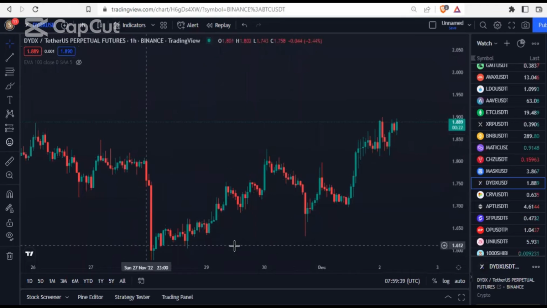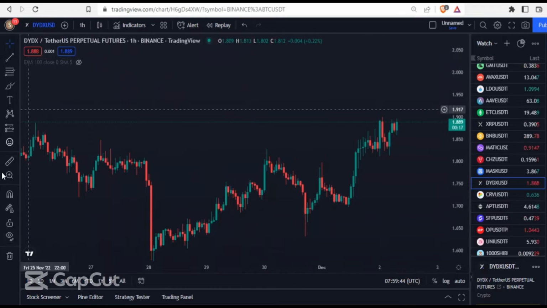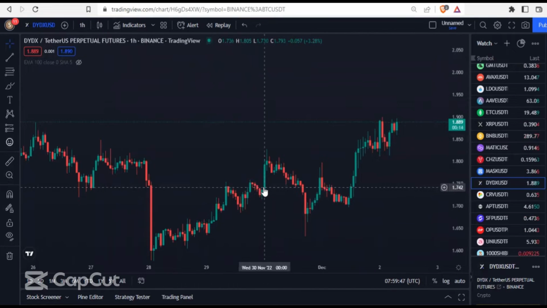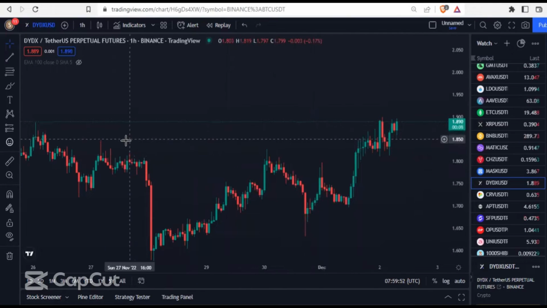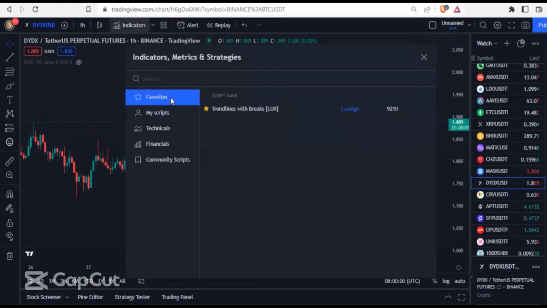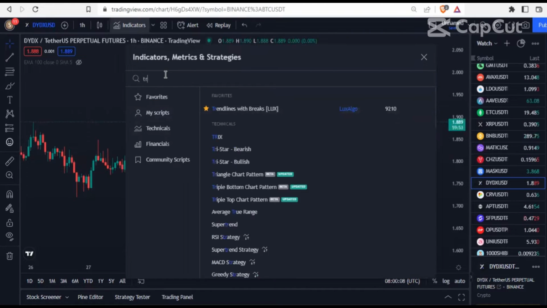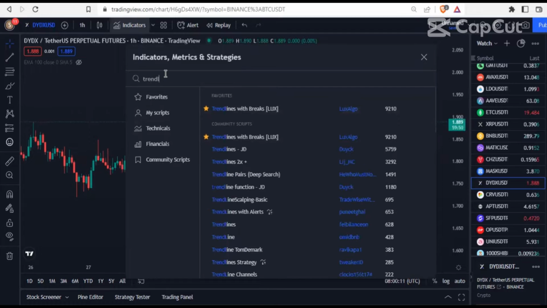So how do you get your indicator? After signing up on TradingView, it is free. All the indicators I'm going to be showing you are free indicators. So after signing up on TradingView, the next thing you need to do is go to indicators. This is indicators here. Click on indicators, then click on search. Though I have already favorited it, that's why you're seeing it here, on the search, you just type in trend line with breaks. You see it here because my favorite is showing.